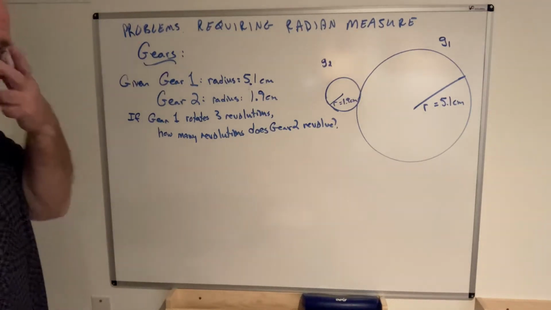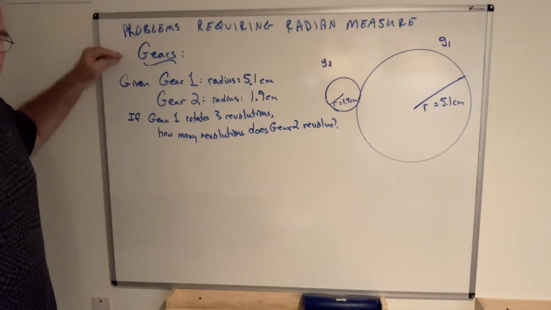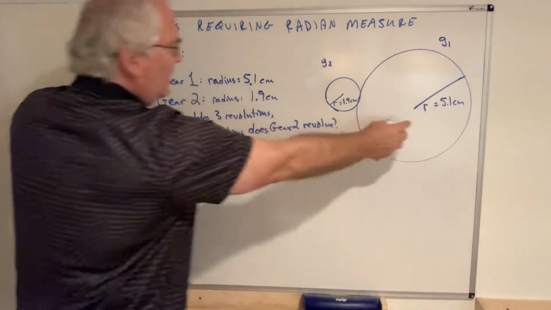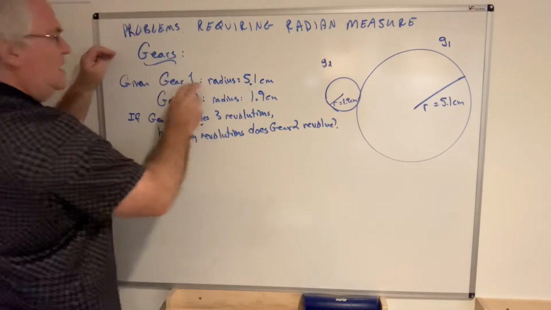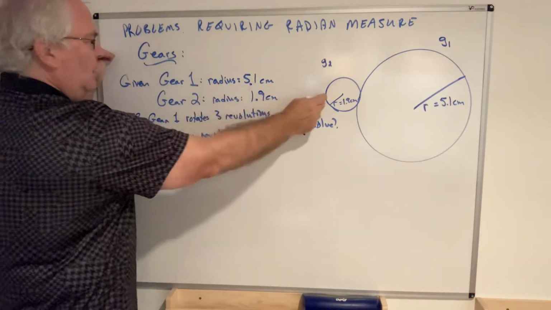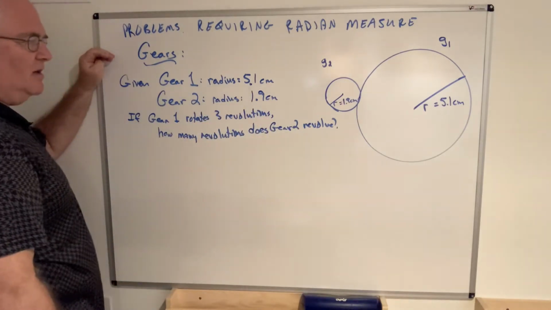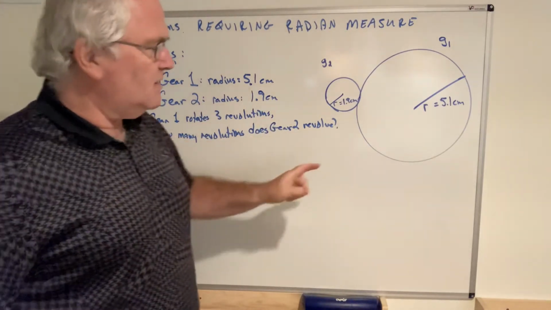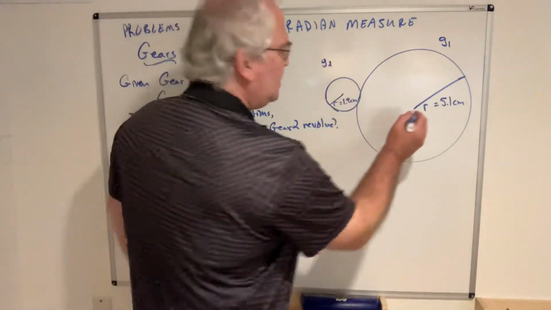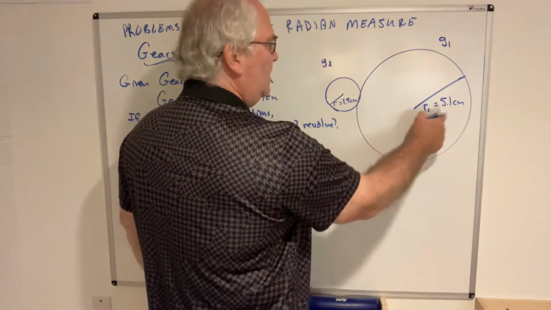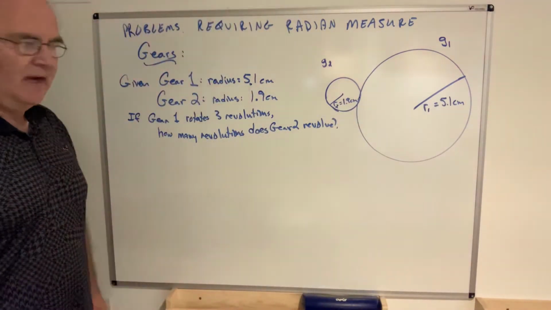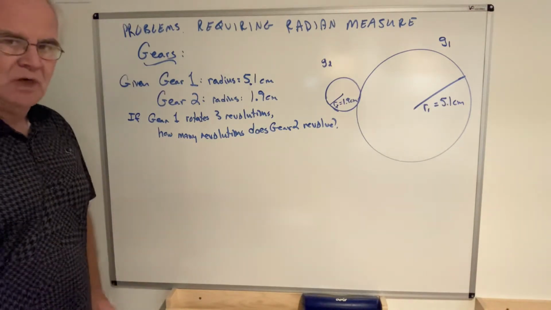All right, our next item, this is the gear problem in its full glory. We're given gear number 1, this is my large wheel, with a radius of 5.1 centimeters. Gear number 2, the smaller, has a radius of 1.9 centimeters. Now, let's interrupt this. Everything that corresponds to gear number 1, I'm going to put a subscript 1. R1 is 5.1. R2 is 1.9. So now there's no confusion as to which R we're talking about.